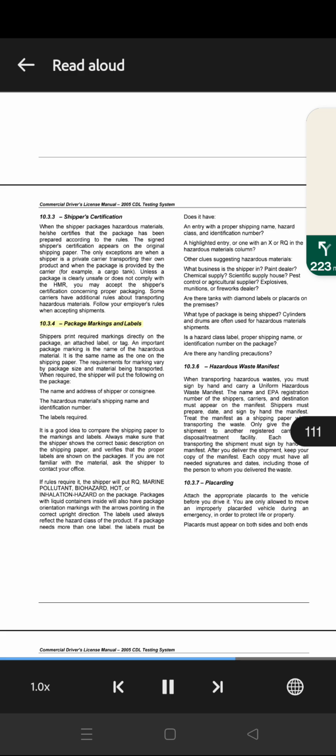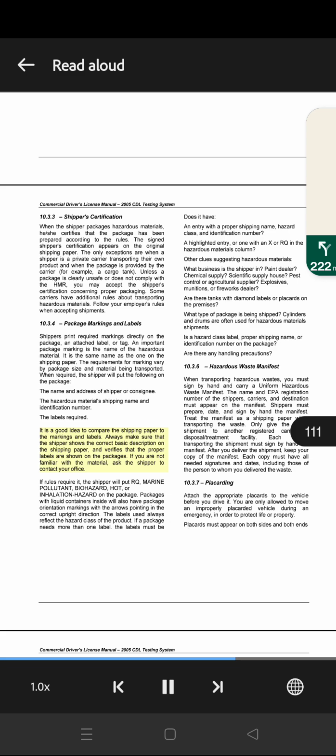10.3.4 Package Markings and Labels. Shippers print required markings directly on the package, an attached label, or tag. An important package marking is the name of the hazardous material. It is the same name as the one on the shipping paper. The requirements for marking vary by package size and material being transported. When required, the shipper will put the following on the package: the name and address of shipper or consignee, the hazardous materials shipping name and identification number, the labels required.